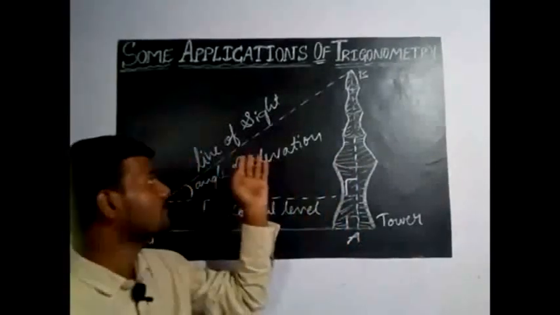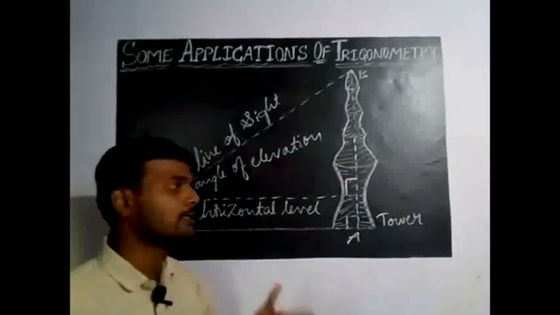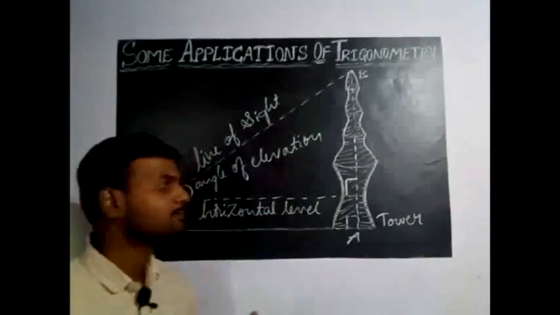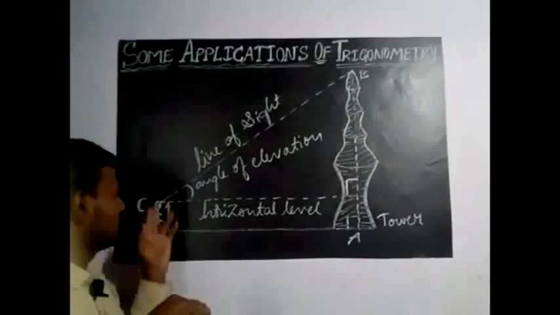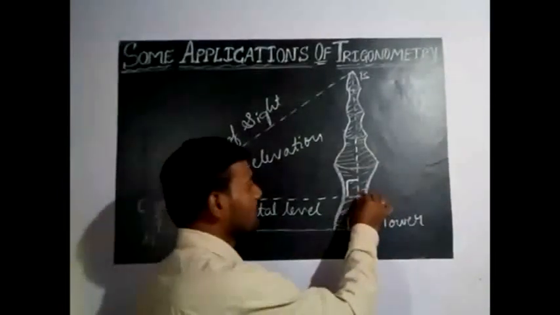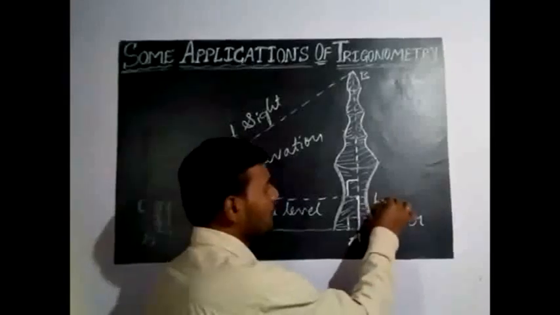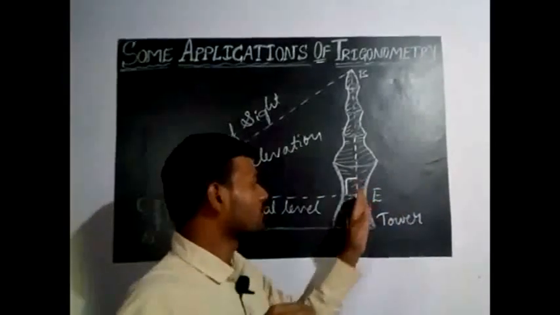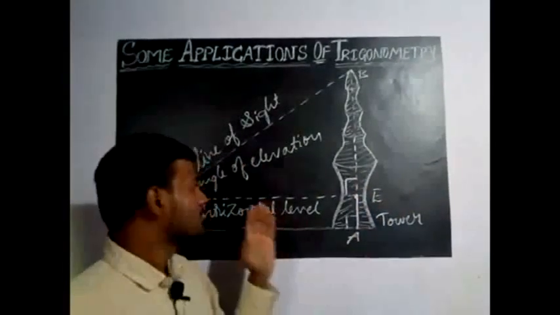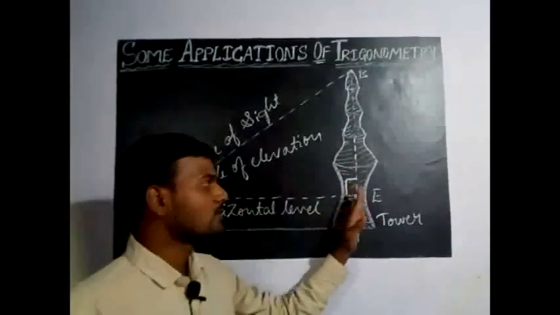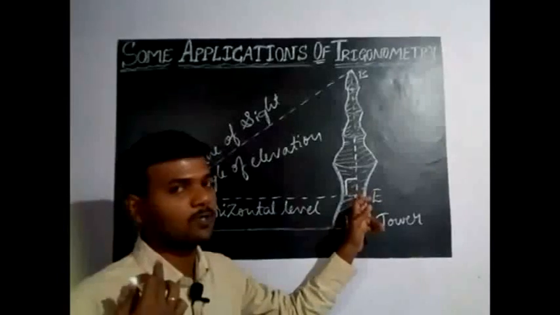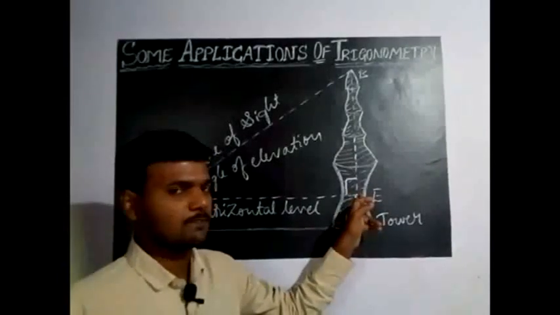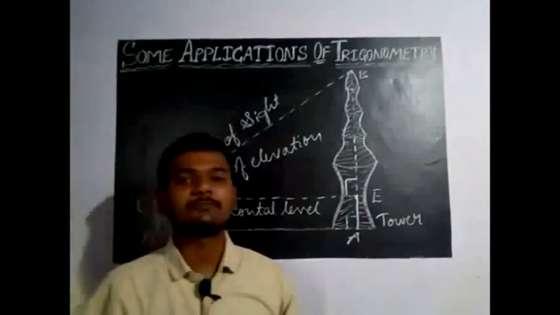The first is line of sight and angle of elevation and horizontal level. Here the height of the man CD is equal to the imaginary distance taken here, that is AE. If he comes near to the tower, his height is equal to the CD only. It doesn't change, so this concept must be remembered.